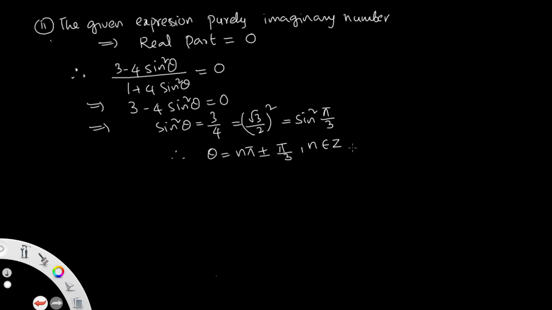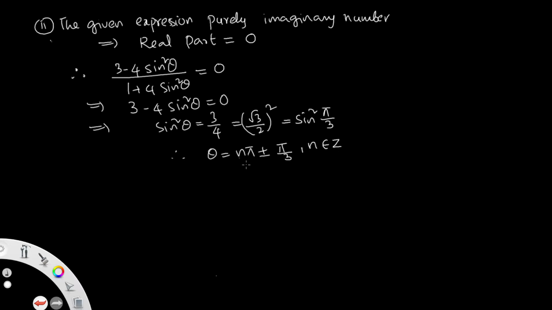For the trigonometric equations sin square theta equals sin square alpha, cos square theta equals cos square alpha, tan square theta equals tan square alpha, the general solution is always theta equals n pi plus or minus alpha. That's why we have written the principal value here, pi by 3. So theta equals n pi plus or minus pi by 3, where n belongs to Z.